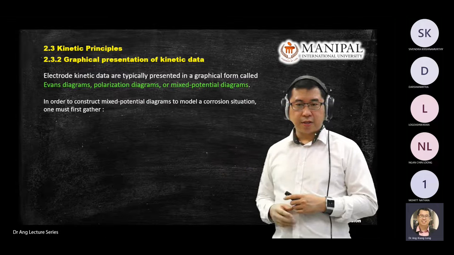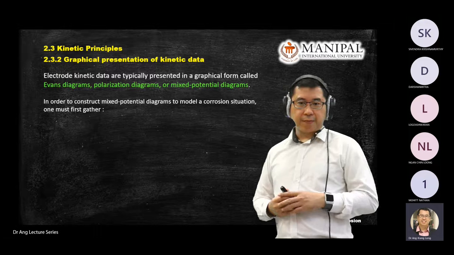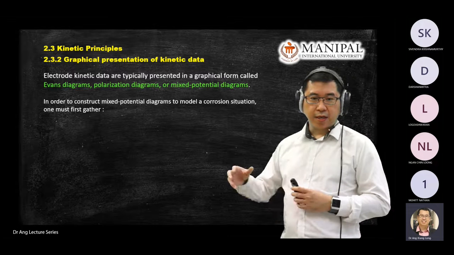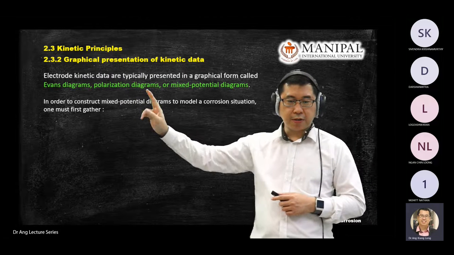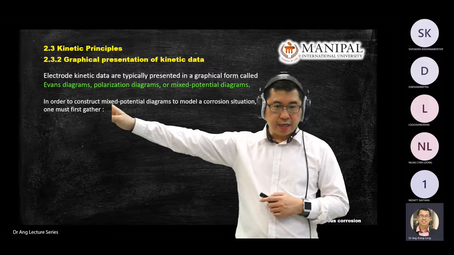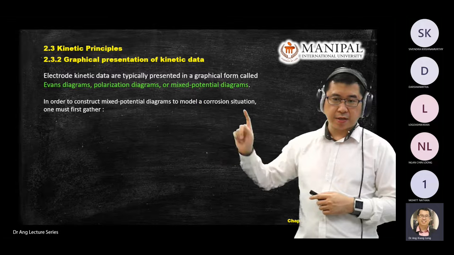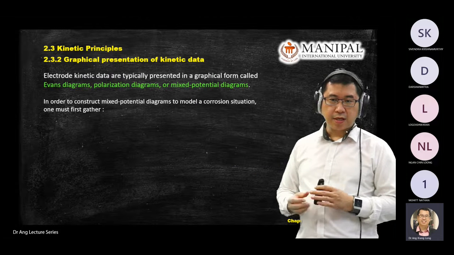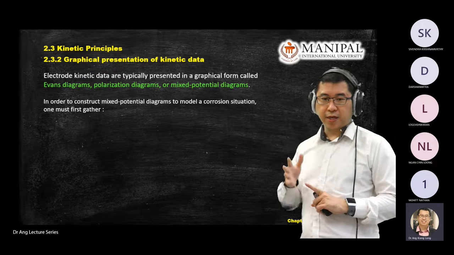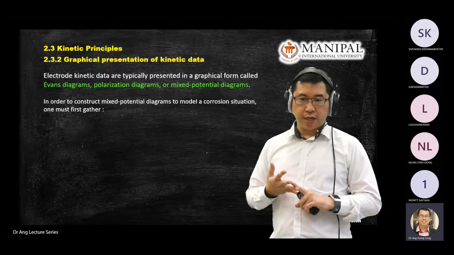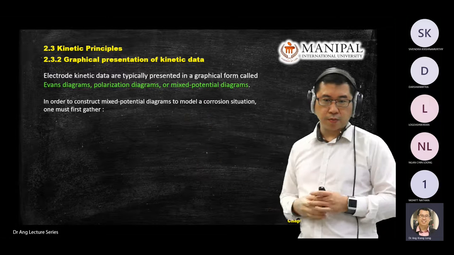Graphical presentation, or what are the methods we use to collect data or present data using kinetic data. We have three forms of presentation. We have Evans diagrams, polarization, and sometimes we mix the two together and it becomes a mixed potential diagram. So we have three instruments to help us visualize the corrosion activity or kinetic activity: Evans, polarization, or a mix of the two.